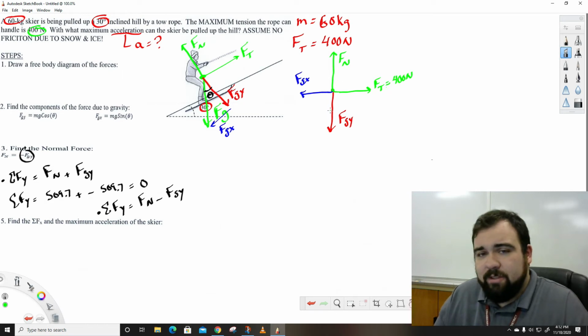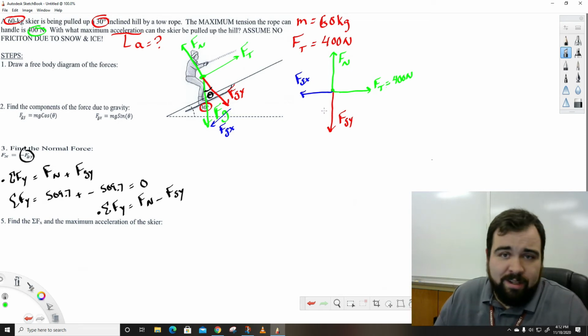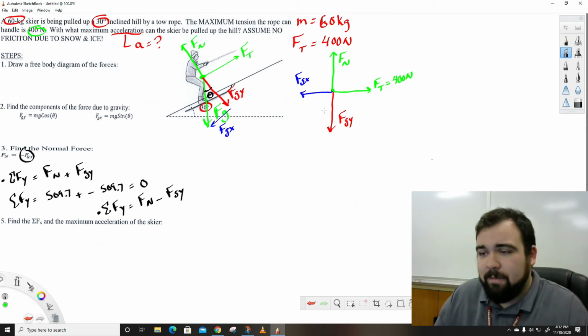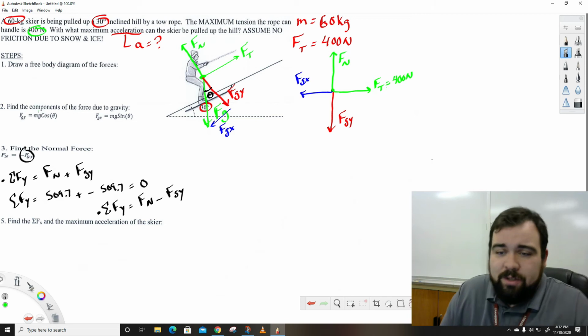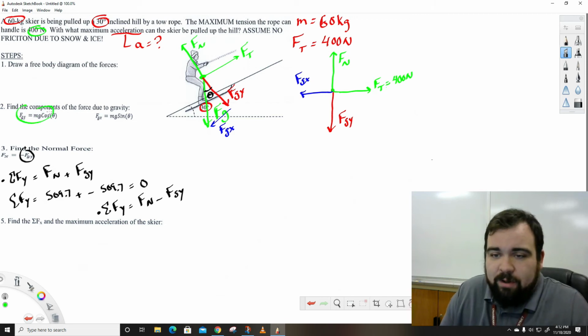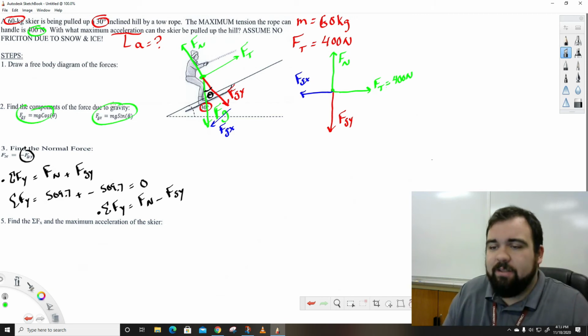Now the FGX and the FGY would be where we need to go next. Normally we would just take the mass of 60 kilograms, multiply that by 9.81 and get the weight of the object, our FG value. But since the FG is now components, we need to break that up. The equations are given here. You have the FGY equation and you have the FGX equation.